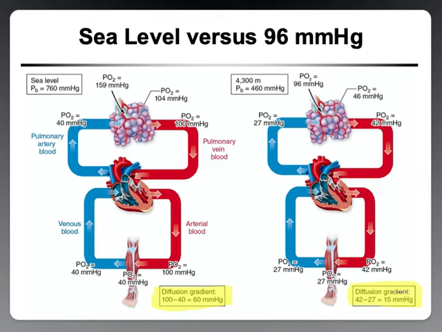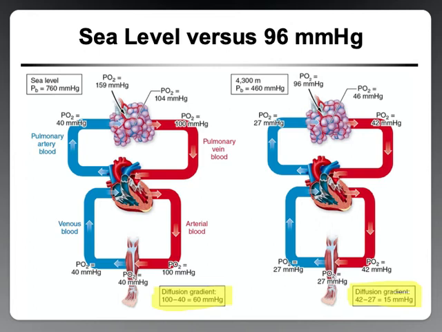Now let's look on the right-hand side. Let's look at the tissue, so the skeletal muscle. We see the diffusion gradient has significantly decreased, such that the partial pressure of oxygen in the arterial system is only 42 millimeters of mercury. Meanwhile, in the skeletal muscle, it's 27. So the diffusion gradient would only be 15 millimeters of mercury.